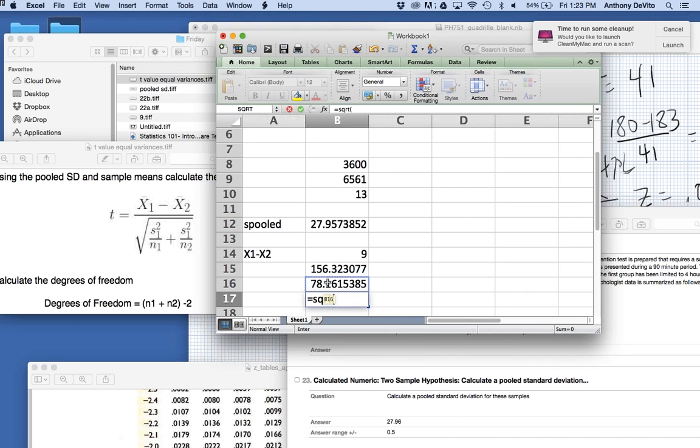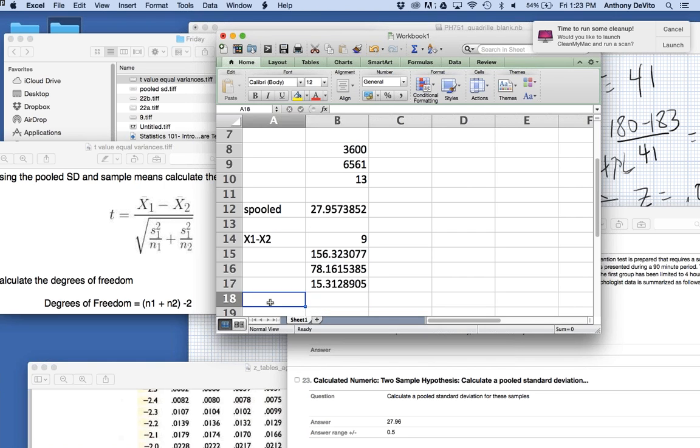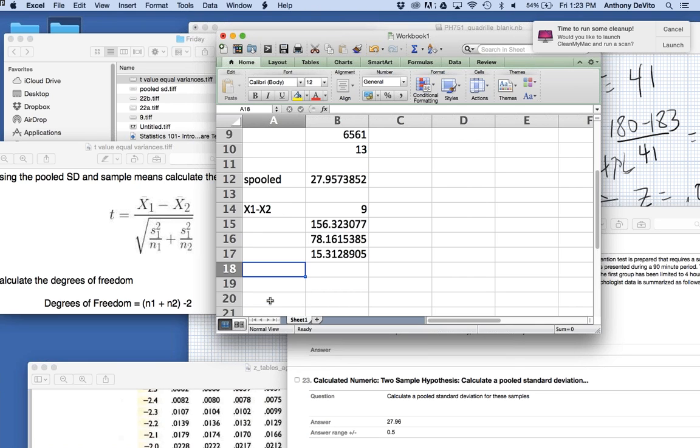Square root of the sum of these two values is going to be equal to this plus this. So that bottom part of that equation, the denominator, is equal to 15.3. So now our t-score is going to be equal to the difference between the two means, which is 9, divided by the pooled standard error for these two groups, which is 15.3. So our t-score is equal to 0.587.